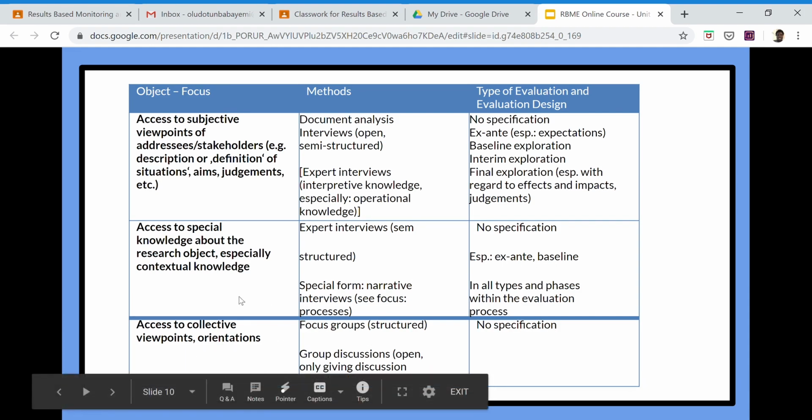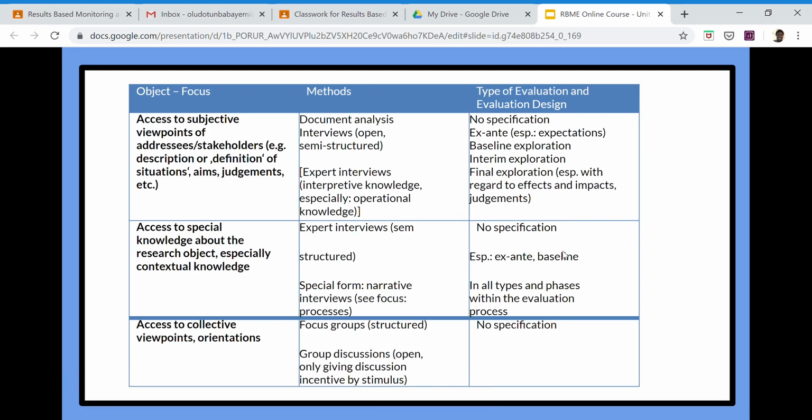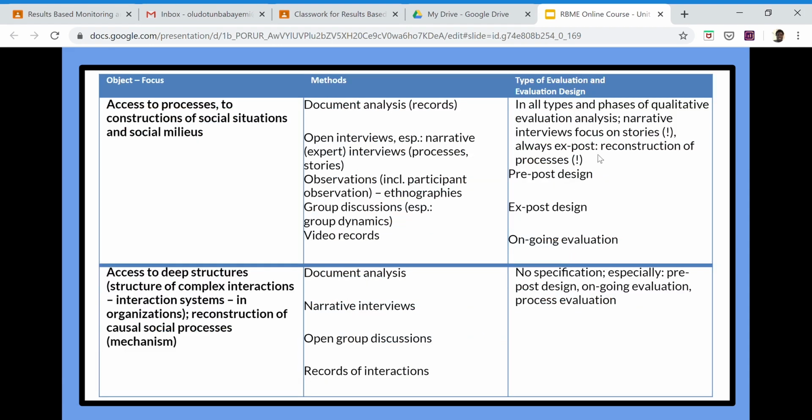If you're thinking about the collective viewpoints and several directions for a particular program, then think about a structured focus group discussion, which means a guided focus group discussion. And you could think about a group discussion that is just narrative, that is unstructured as well. So we have different ones, we still have more if you want to.